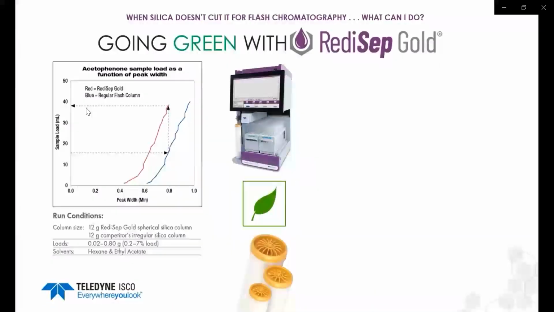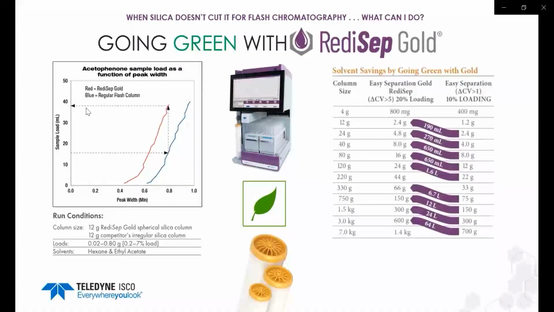The additional advantage of the RediSep gold material is the increased loading capacity. So this is an example on the silica columns of the solvent savings by having the gold media. So this enables us to load twice as much compound as we could on an irregular particle or larger particle size. And the benefit of this is it reduces the solvent use during the purification, and ultimately it leads to faster separations as well, so you get increased throughput.